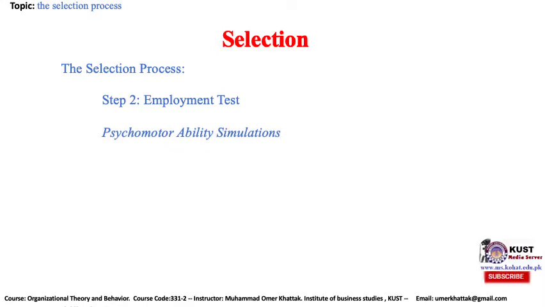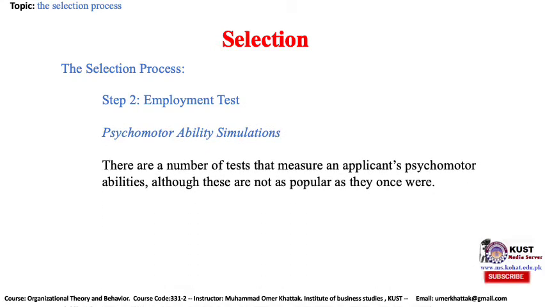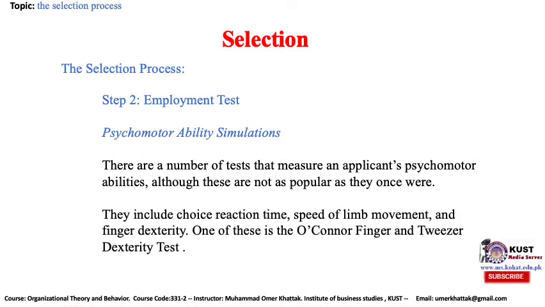Psychomotor ability simulations. There are a number of tests that measure an applicant's psychomotor abilities, although these are not as popular as they once were. They include choice reaction time, speed of limb movement, and finger dexterity. One of these is the O'Connor Finger and Tweezer Dexterity Test.